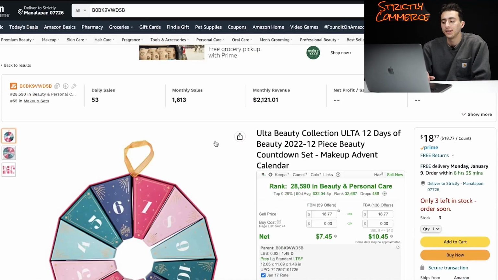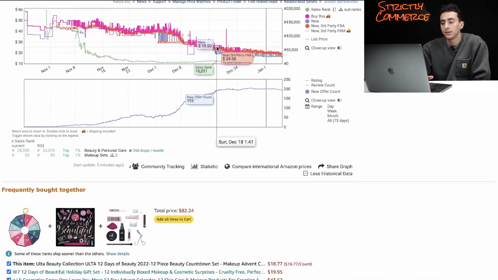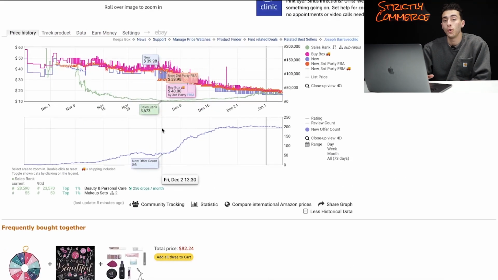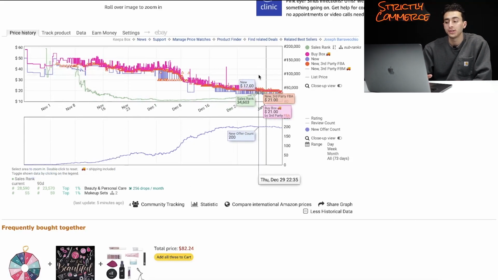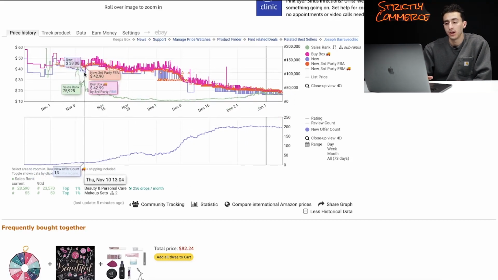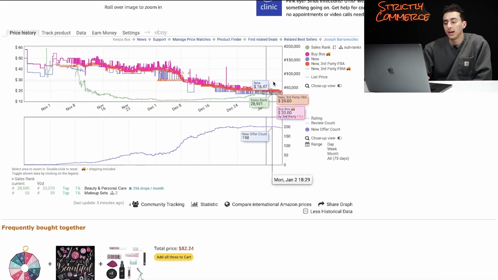Now we'll hop into the last example. This is an Ulta product, beauty product. Now this is a great example of OA listings tanking. So we could see here, back in November, there was 4 offers. Now there's over 200 people selling this listing. The price went from selling at over $40, now it's all the way down to $19.